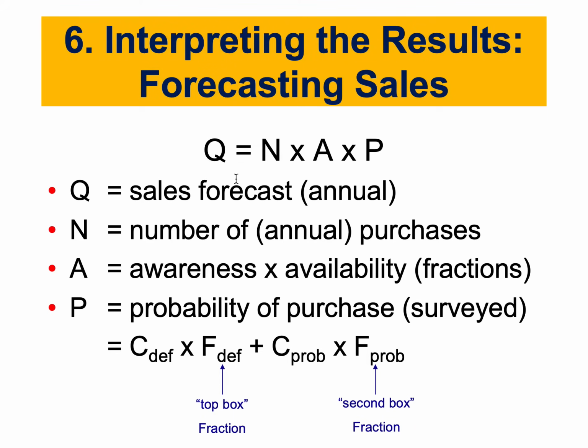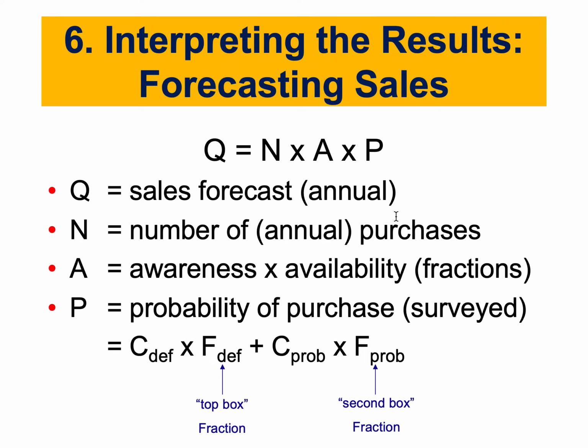So I have Q. Q is the quantity of the product expected to be sold, and that's what we call sales forecast, annually per year. And Q can be calculated by multiplying 3 values, N, A, and P, and we're going to talk about each one of those. N is the number of annual purchases, the number of products that have been sold. And A is the fraction of these potential customers or purchases for which the product is available and the customer is aware of the product.